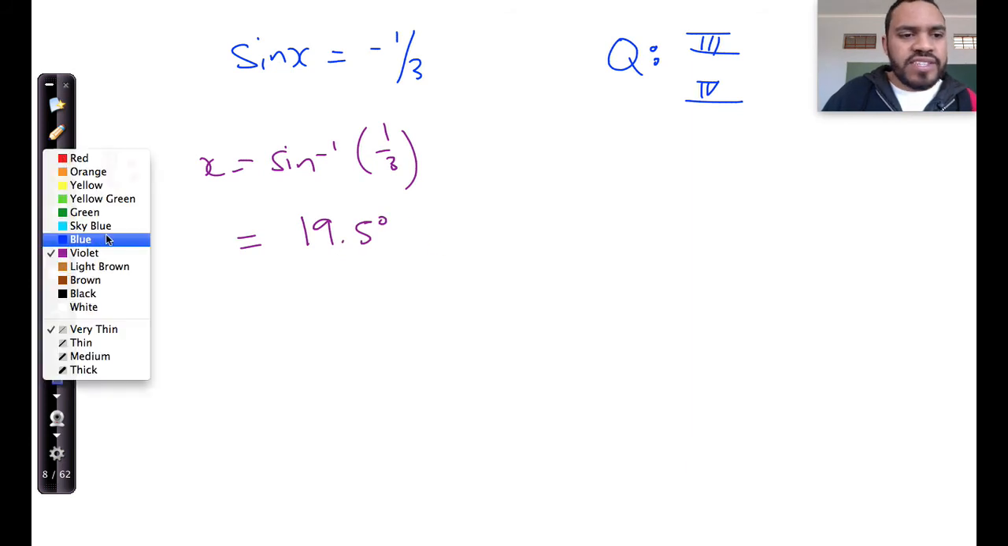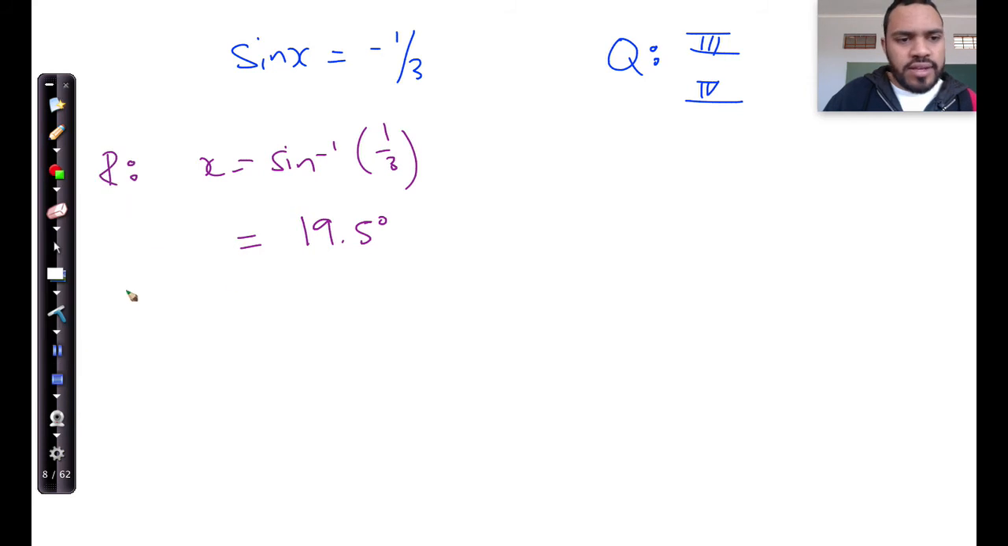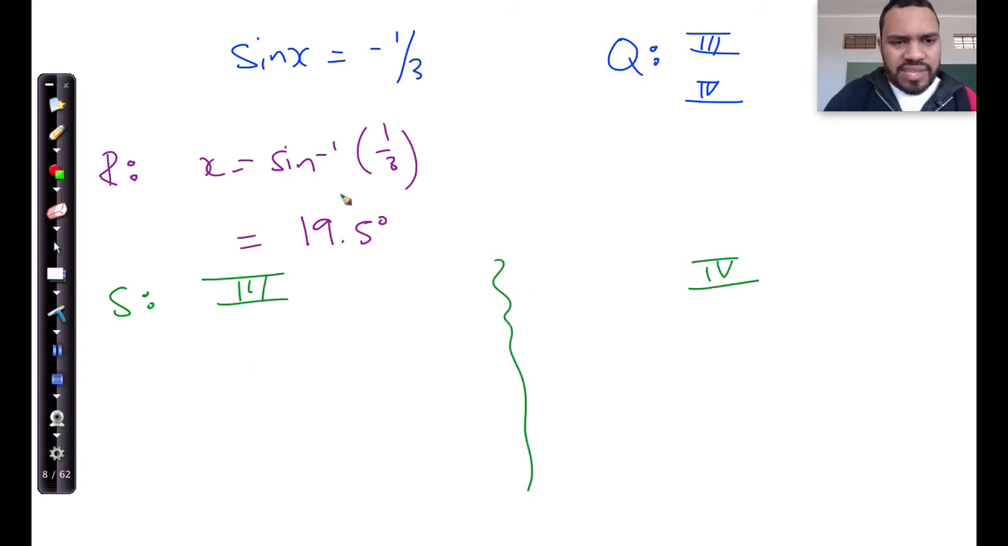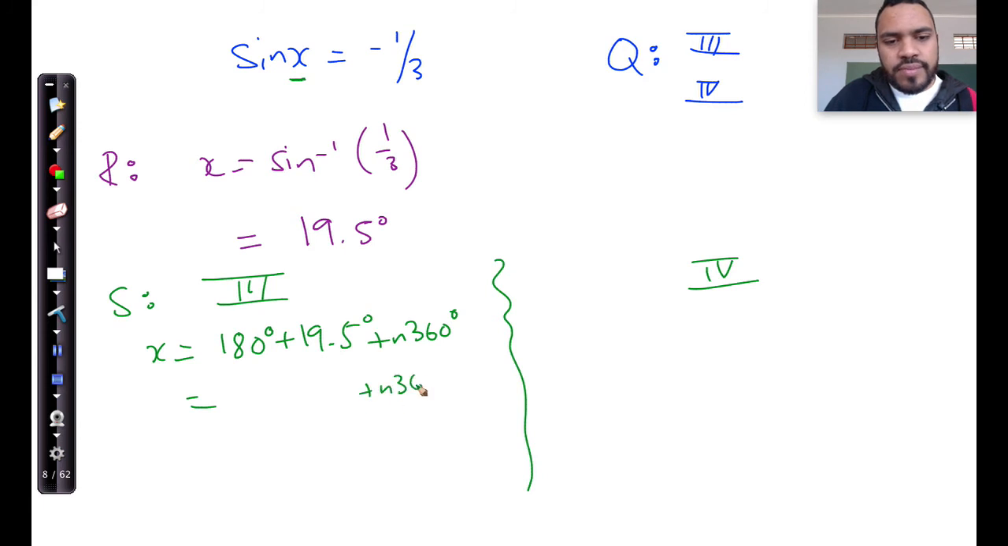Now I need to solve this, and I need to solve this using the quadrants that we've indicated. So the third quadrant and the fourth quadrant on this side, right? And how do I do this? Well, I say that my given angle, which in this case is just x, is equal to, in the third quadrant, 180 plus the reference angle, 19.5 degrees, plus n times 360, such that n is an element of Z. 180 plus 19.5 is going to give me 199.5 degrees, such that n is an element of the integers.